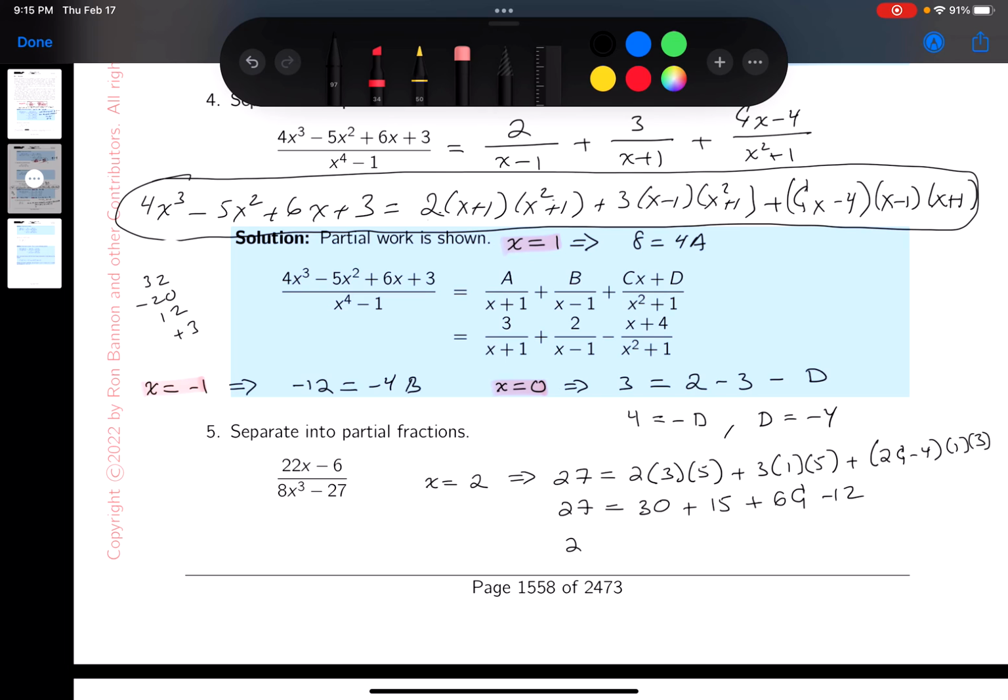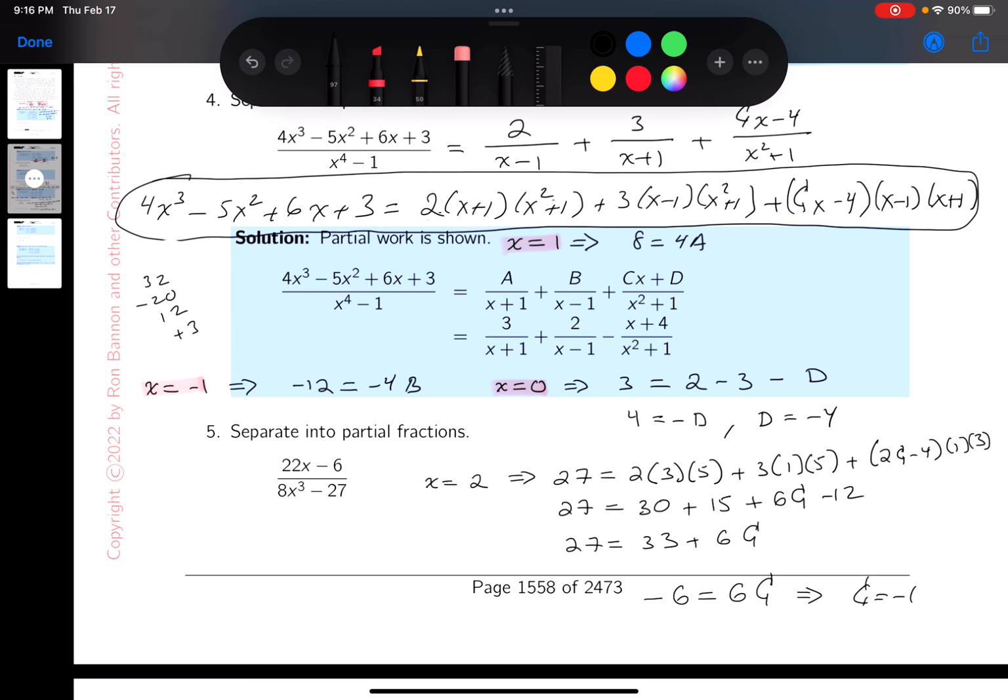Well, I'm still working at it. 27. Let's see, 30. And then you get 30, 45, 33. Plus 6c. Let me just check that. Yeah, 33. I'm going to subtract 33 from both sides, and you're going to get minus 6 equals 6c. Well, now I know c is minus 1.